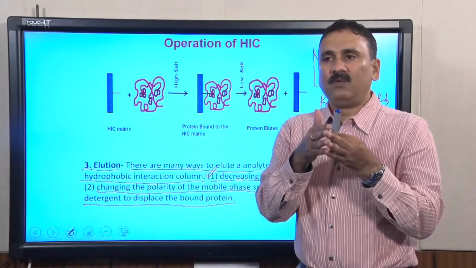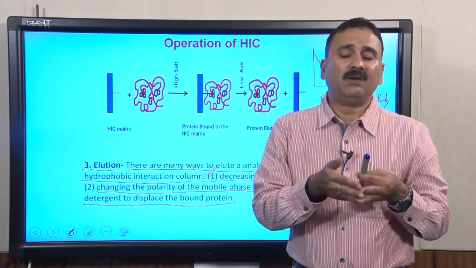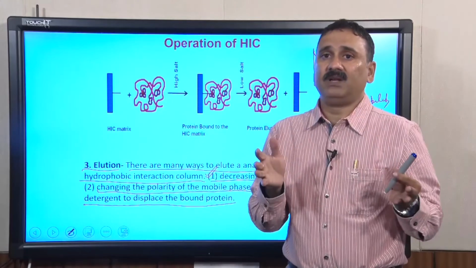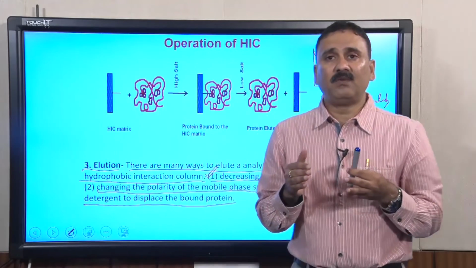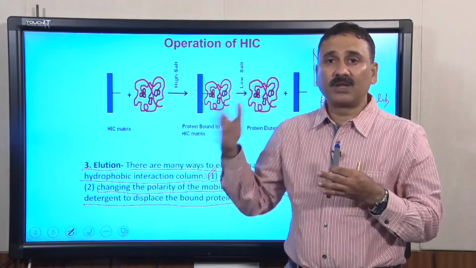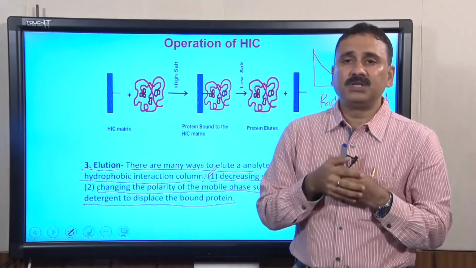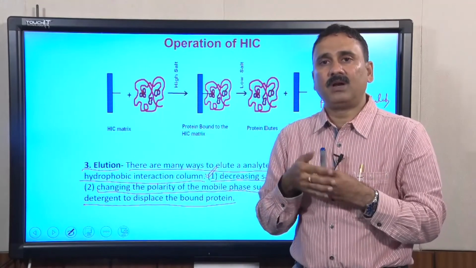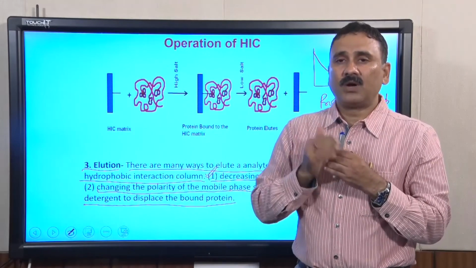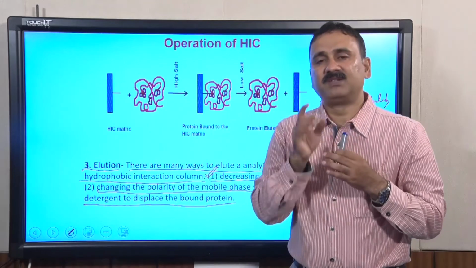But in some cases, what happens is that you have chosen a wrong matrix. For example, instead of using the phenyl sepharose low substituted, suppose you have used the phenyl sepharose high substituted, and high substituted is going to have a higher affinity for the same protein. In those cases, even if you flow the buffer without salt, which means you have decreased the salt, you are bringing the hydration shell back, but still it is not good enough to destroy the interaction between the ligand and the hydrophobic patches present on the protein.